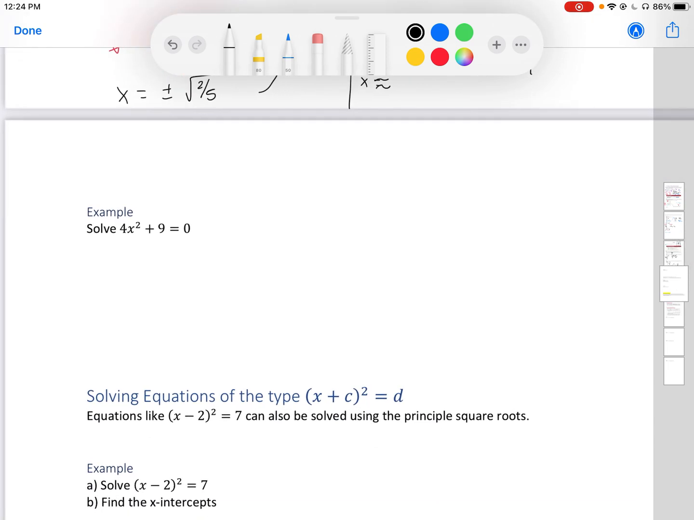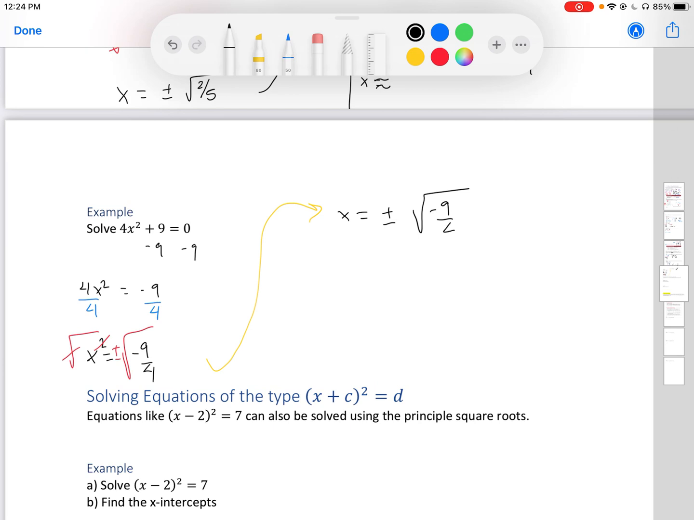All right, next one. Let's subtract the 9 to get the 4x squared by itself. So we get 4x squared is equal to negative 9. Let's divide by 4. You get x squared is equal to negative 9 over 4. You can take your square root. Don't forget plus or minus. So that we're left with x is equal to plus or minus the square root of negative 9 over 4.